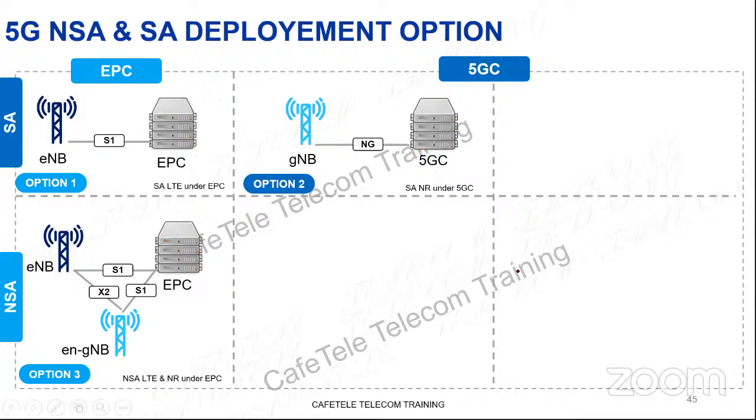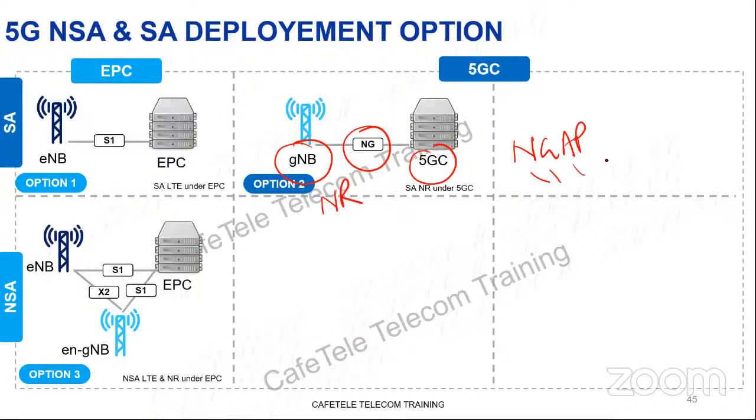It means we have to provide the new core network, that is called 5G core network. And this G node B, we also call new radio. That's why we have to use here new radio air interface as well as new radio signaling protocol towards 5G core. And this new signaling protocol we call NG app, next generation application protocol.